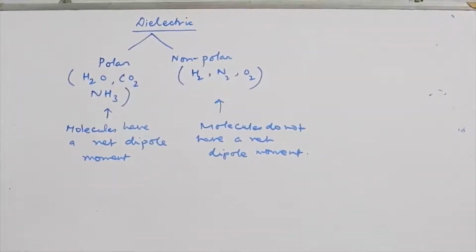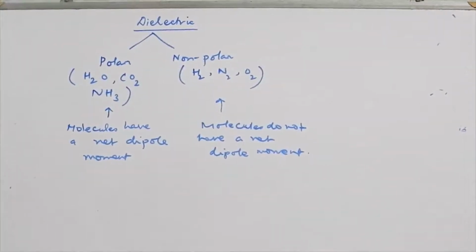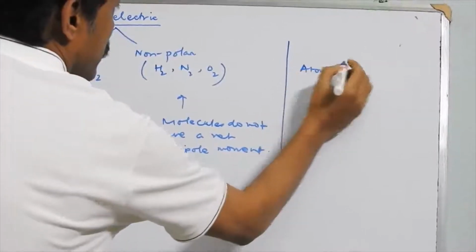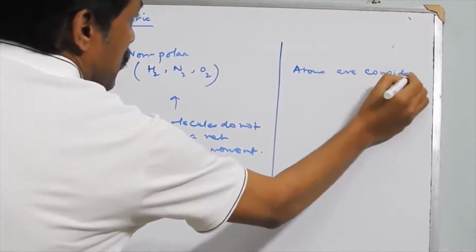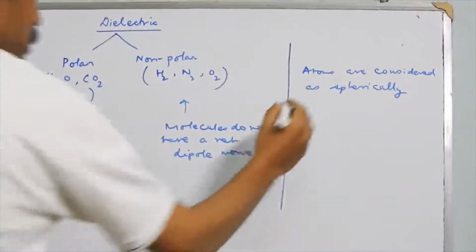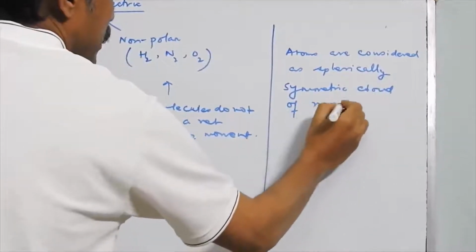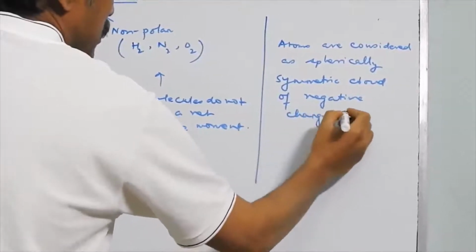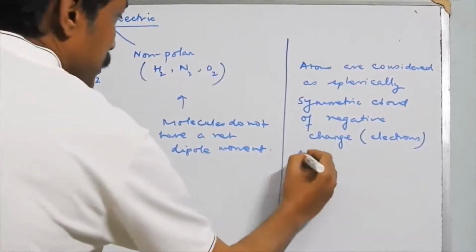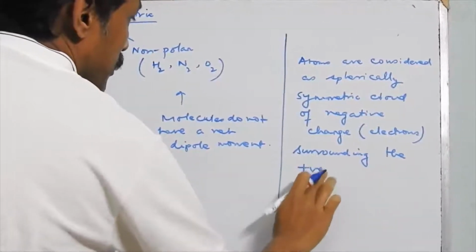So we can say that the atoms of either polar or non-polar dielectric can be considered as a spherically symmetric cloud of negative charge, that is the electrons, surrounding the positively charged nucleus.